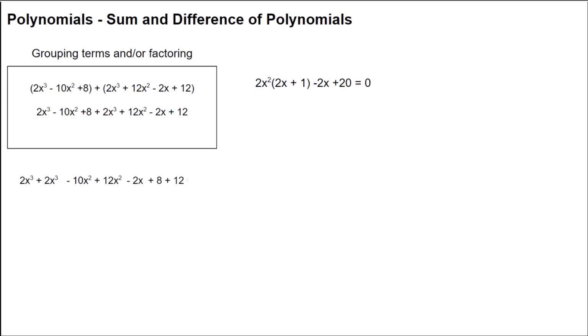So now we've grouped like terms, and we can just go through and perform the operations. So 2x cubed plus 2x cubed is equal to 4x cubed, minus 10x squared plus 12x squared is equal to 2x squared. There's only one term that contains just x, so we bring that down. Then all we have left to do is add the constants, so 8 plus 12 is equal to 20.